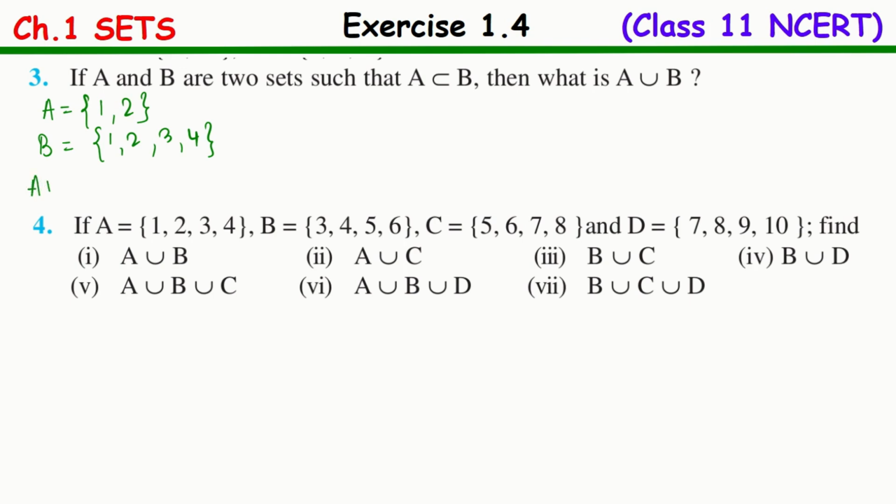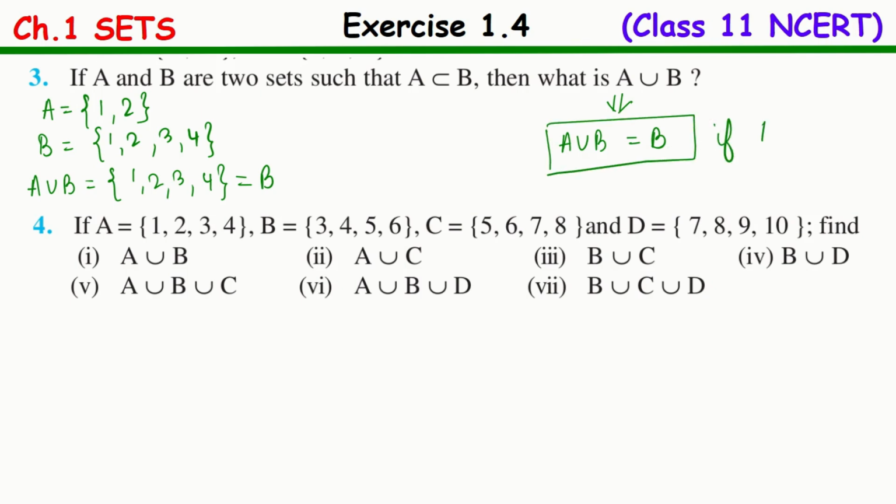So clearly A is a subset of B because all the elements of A are present in B. When we calculate A union B, all the elements of A as well as B, we get 1, 2, 3 and 4, which is nothing but the set B. So the answer to this question is that A union B is equal to B if A is a subset of B.